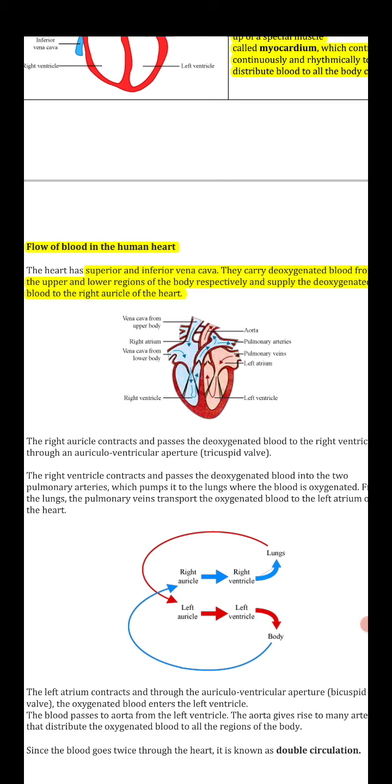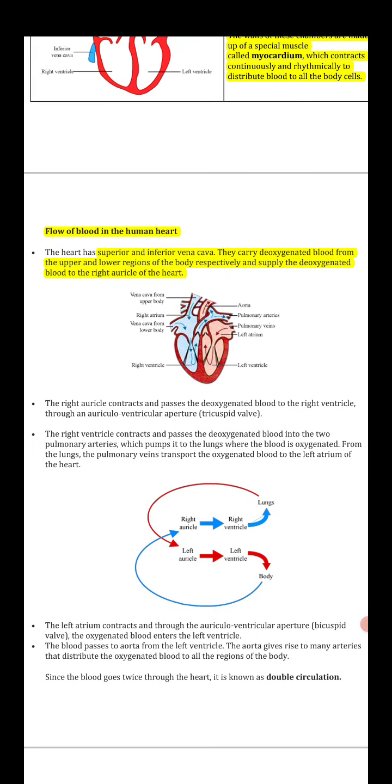When the word pulmonary is attached to vein, the pulmonary vein carries oxygenated blood, and when the word pulmonary is attached to artery, the pulmonary artery carries deoxygenated blood. Normally a vein carries deoxygenated blood, but the pulmonary vein carries oxygenated blood, and normally an artery carries oxygenated blood, but the pulmonary artery carries deoxygenated blood. So this exception is there in the heart function in our body.